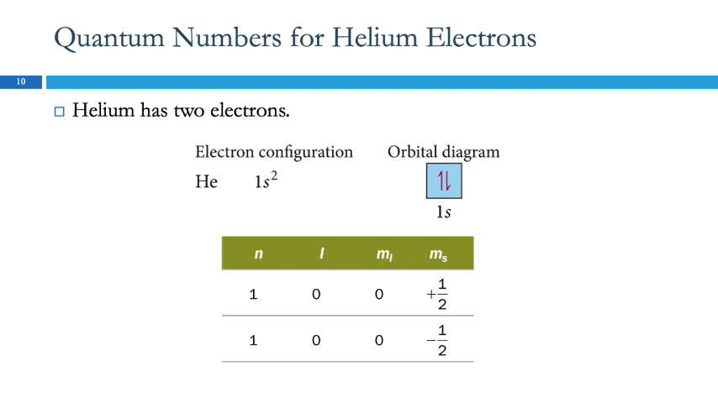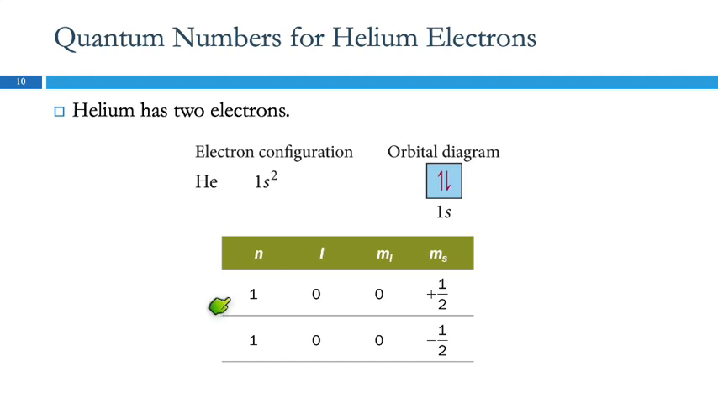So helium. Helium has 2 electrons. So the electron configuration for helium is 1s2. So now there's 2 electrons in this 1s orbital. The orbital diagram, here's the 1s orbital box, and now we see that there are 2 arrows in there, one up and one down.